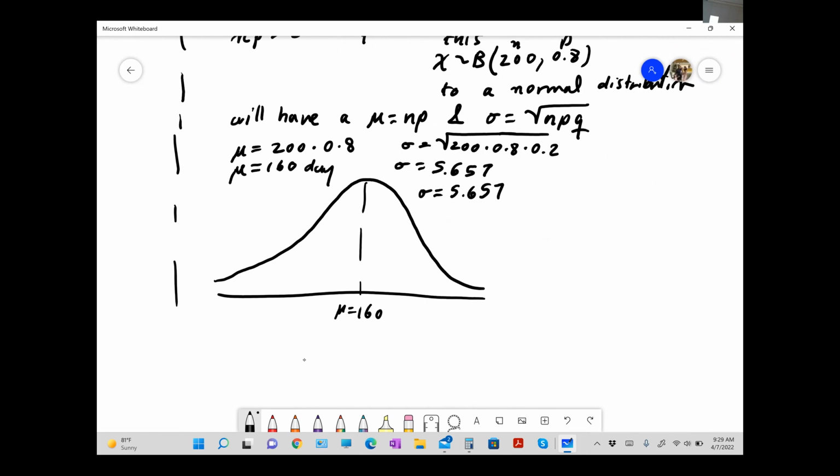And we want to know the probability between 163 and 173. Remember, these are x's. Oh man, that's really close. I don't like it. D stands for x's. These are days. We want this area.